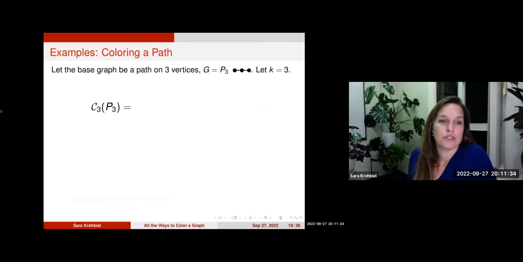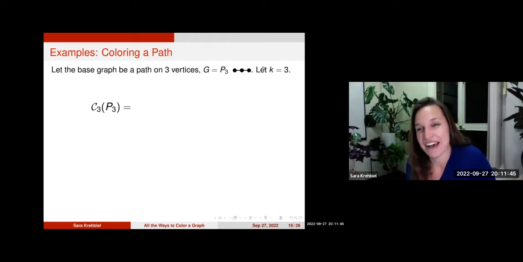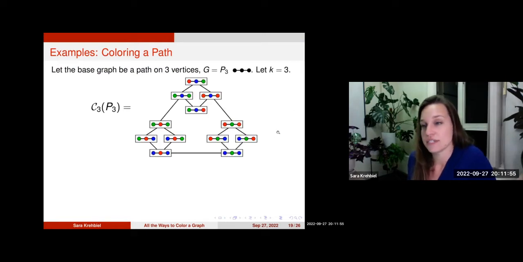Okay. So this was sort of a teaser question. I was setting this up as though it would have a nice simple answer, and it doesn't. If I consider the path on 3 vertices and 3 colors, it turns out that there are 12 different ways to color these 3 vertices using 3 colors. The orientation of these has a very nice symmetry. I have these 3 squares that are all connected by edges.